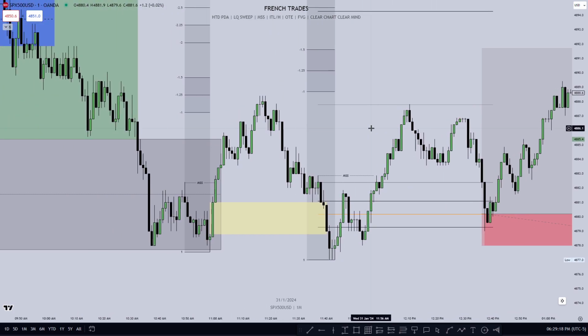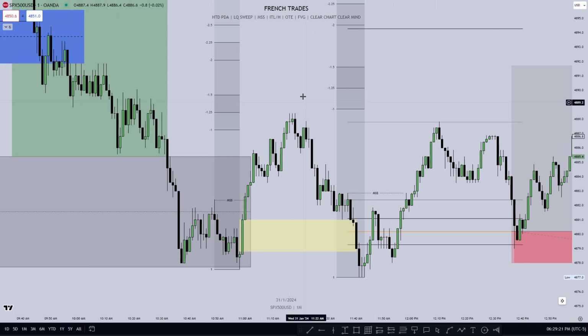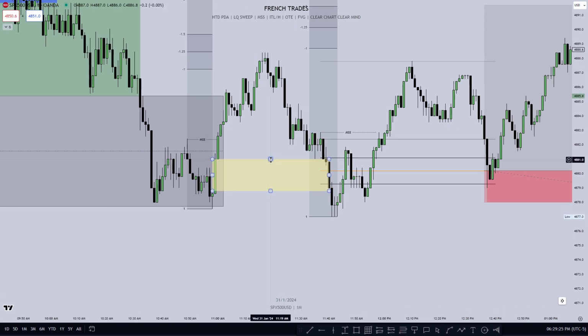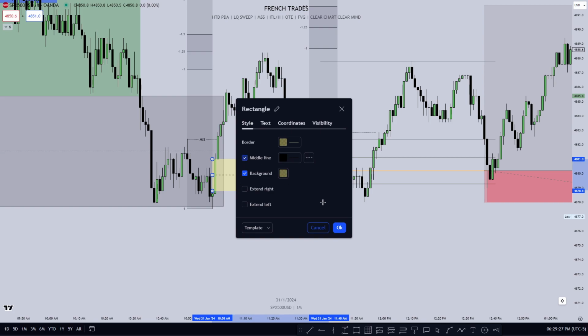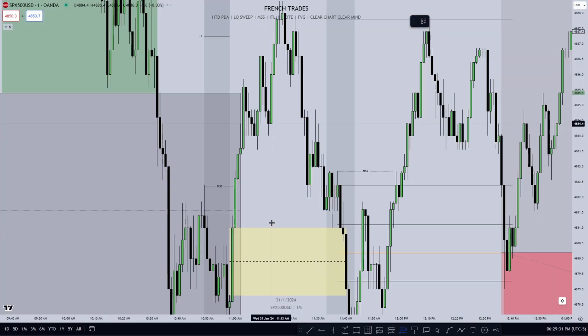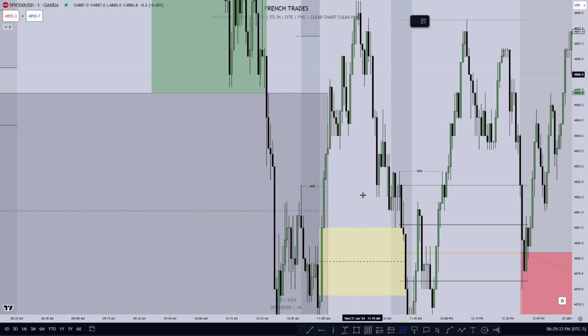And you can see this is exactly what happened. We come up, obviously we come down. I'm over here getting hyped. We're about to get our entry, consequent encroachment of this fair value gap. Oh my God. Remember, even if we draw, what just happened? What just happened?